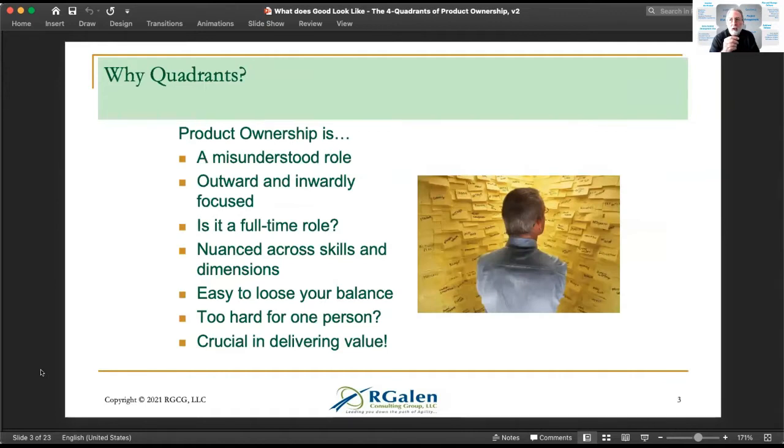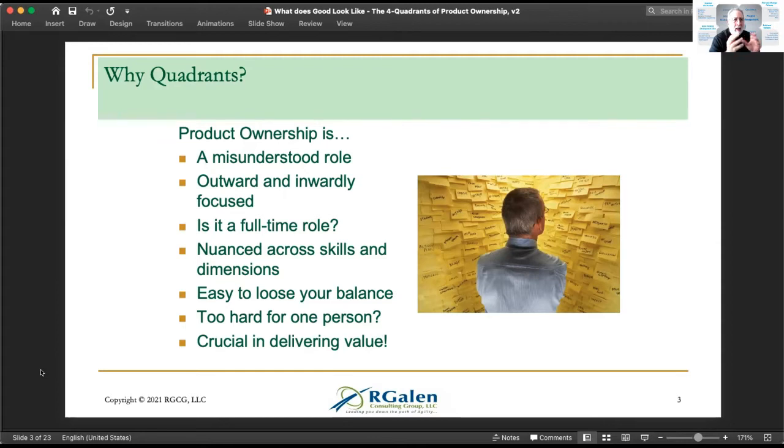Why quadrants? I've written a book on product ownership. The first edition was published in 2009. So that's over 10 years ago. And at the time, one of my motivations for writing the book was that the role was very misunderstood. There was very little guidance out there outside of the Scrum Guide. I don't even know if there was a Scrum Guide. There was maybe a loose Scrum Guide at that point.